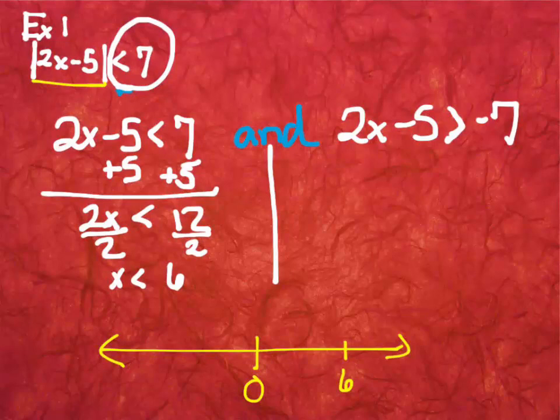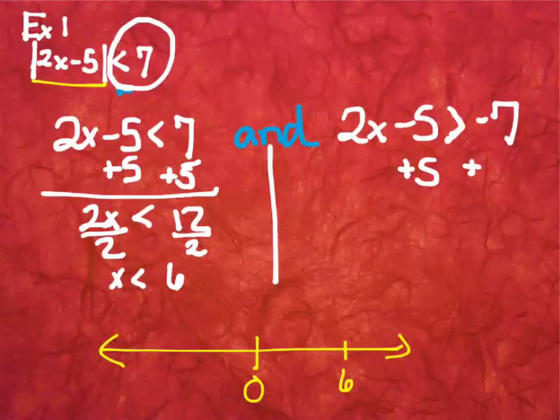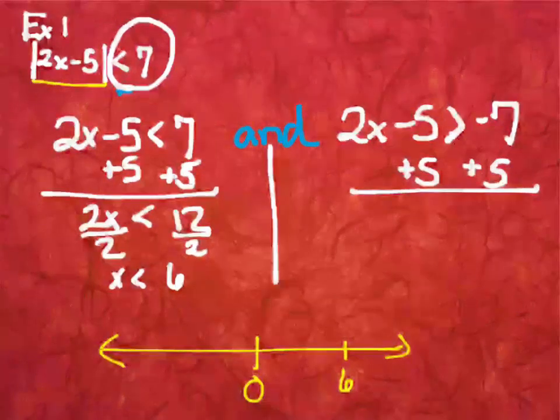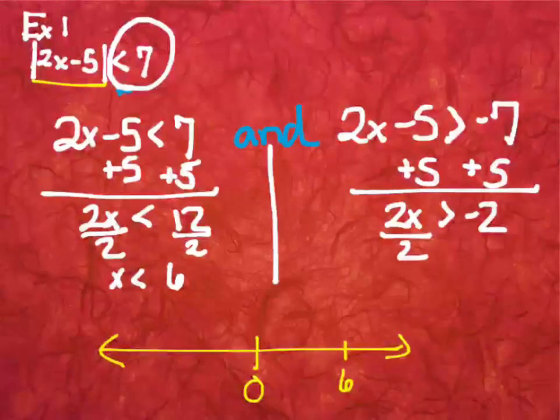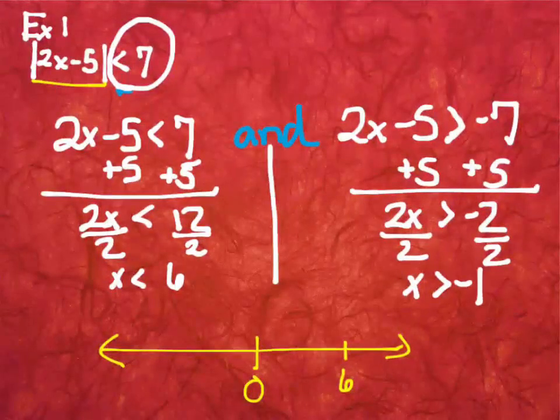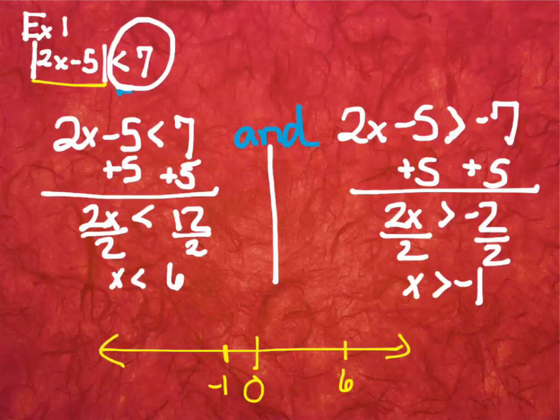So on the other one, we add 5 to both sides, and we have 2x is greater than, this time, negative 2. Divide both sides by 2. x is greater than negative 1. And so I come down to my number line, and I'm going to put the negative 1.